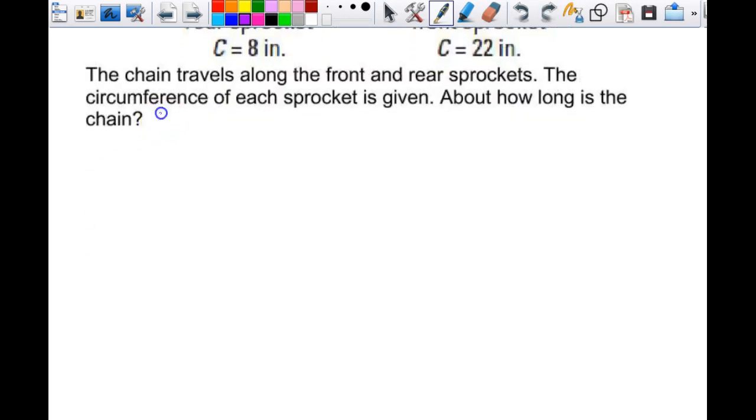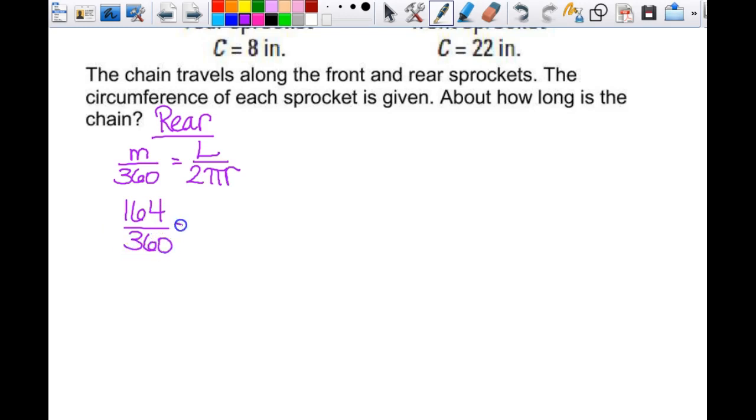So for the rear sprockets, I know I'm doing arc length, so it's the measure over 360 is equal to L over 2 pi r. Well, did they give me the measure? What is it? Not of the rear one. 164. 164 over 360 equals, well, we're looking for the arc length, right? Did they give me the circumference? Yes. I don't know what the radius is, but it doesn't matter. Nobody asked me for that. I knew the circumference anyway, so I'm good.